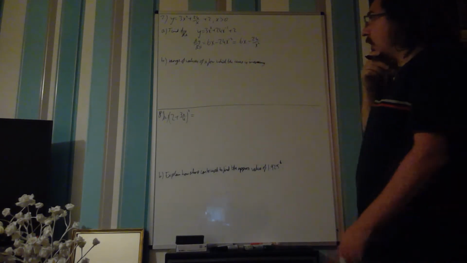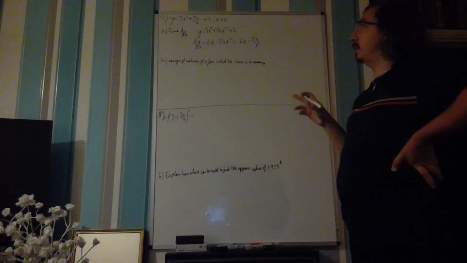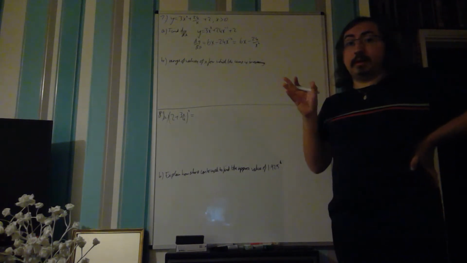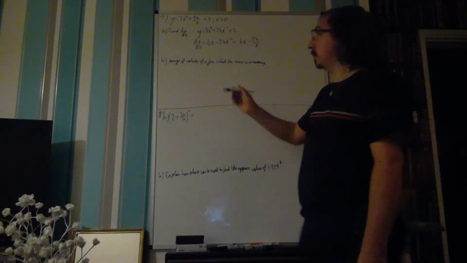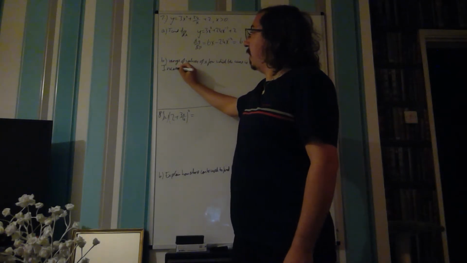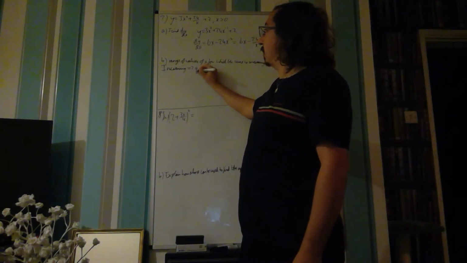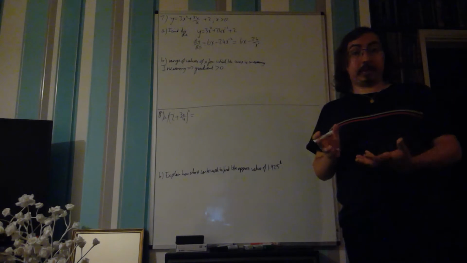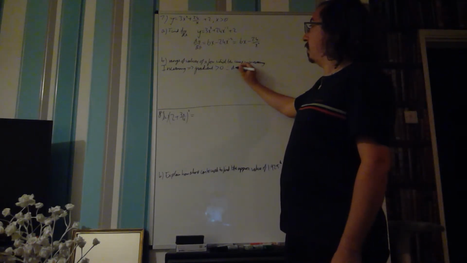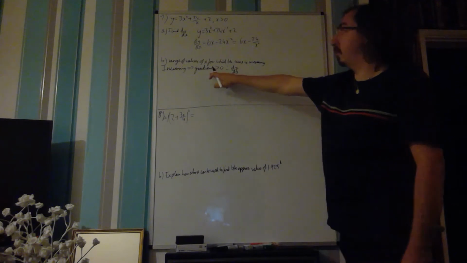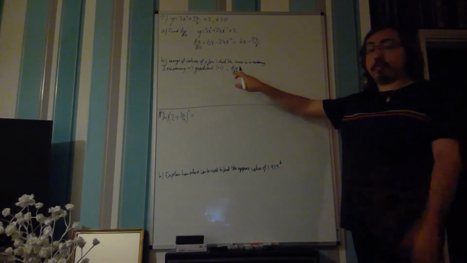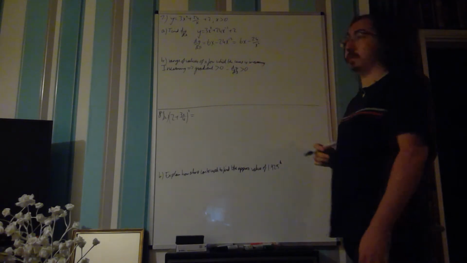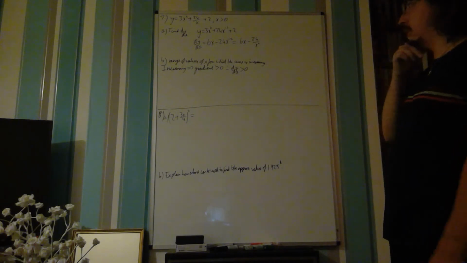Now, part B says find the range of values of x for which the curve is increasing. So if the curve is increasing, then we know something about its gradient. So the increasing part implies that the gradient must be greater than 0, must be positive if it's increasing. So therefore, well, we know that the gradient is related to dy by dx. dy by dx gets us the gradient of the curve at a given point. So that must be greater than 0. So dy by dx must be greater than 0.